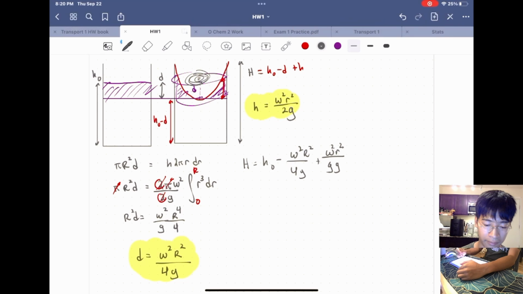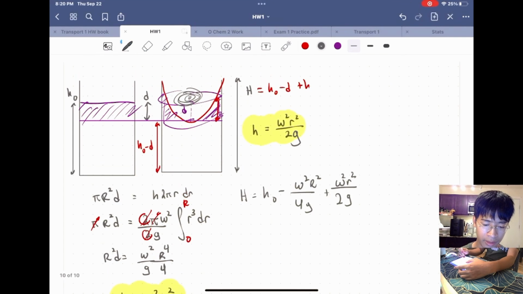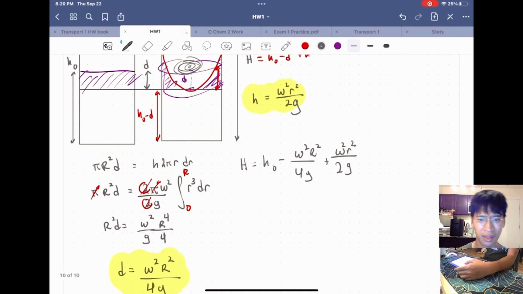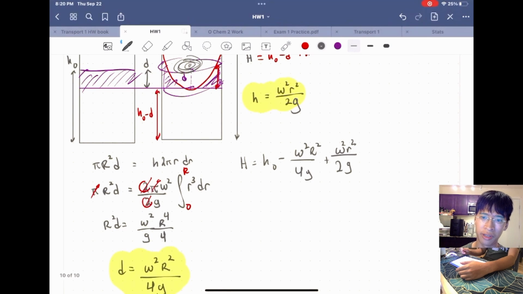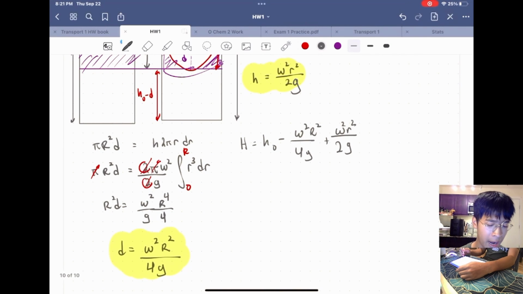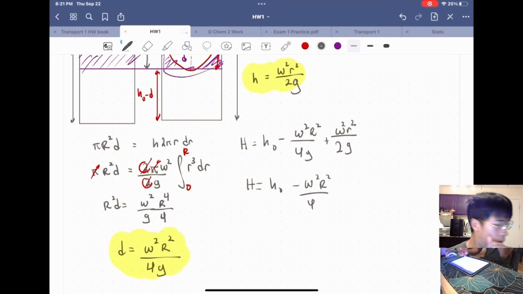This looks rather convenient, right? I don't know why I wrote 2 g's. Yeah. Am I done here? Yeah, I am. So now what? These look like two similar fractions. We can combine that. 1/2 minus 1/4 is what? 1/2 minus 1/4 is 1/4. So omega squared r squared, oh, excuse me, over 4g. Right? Now what?